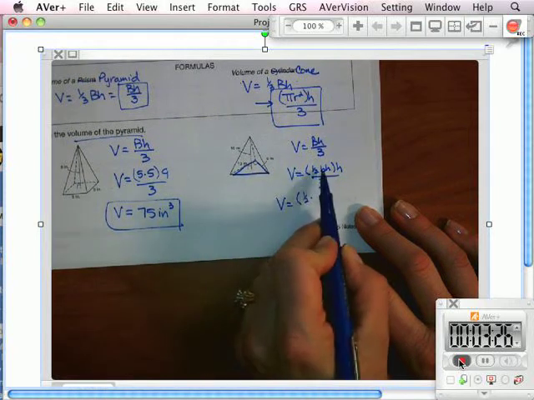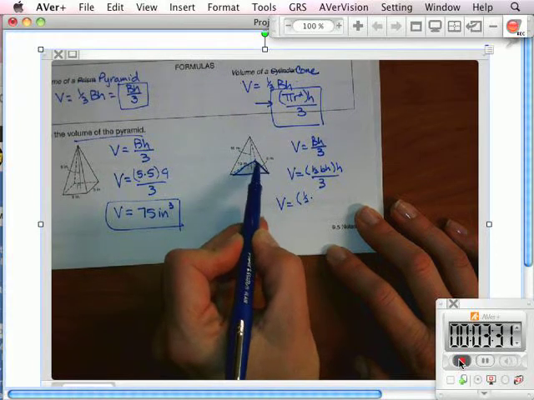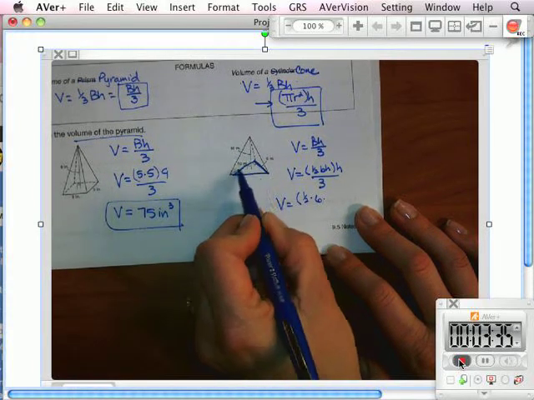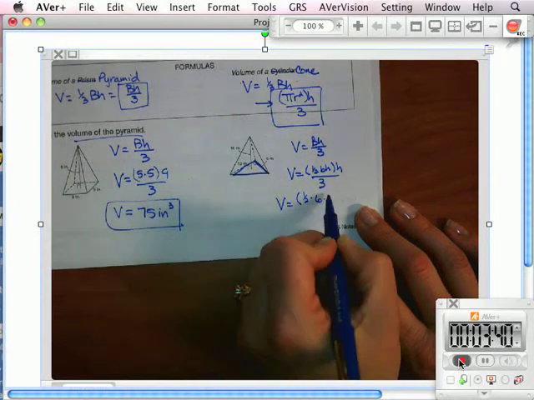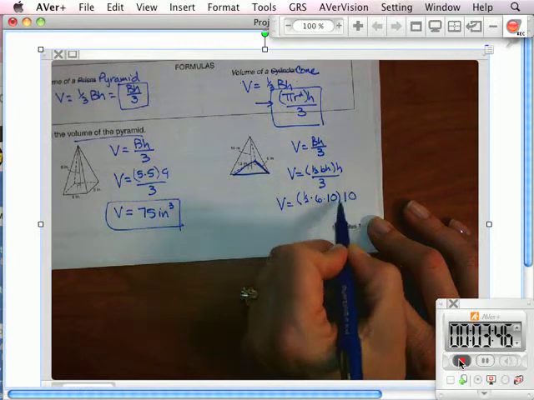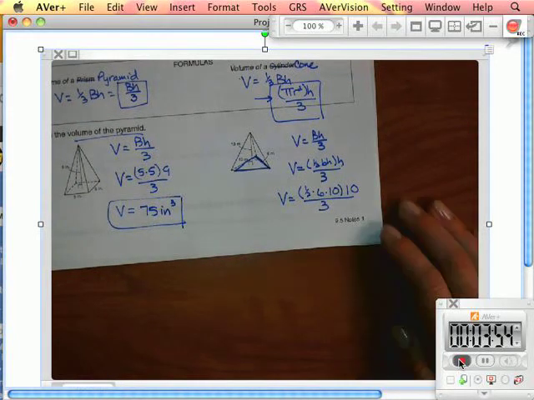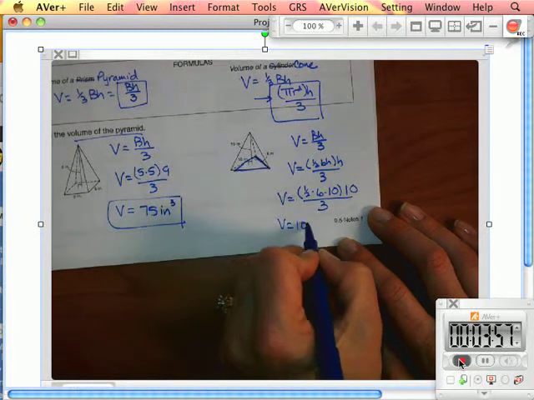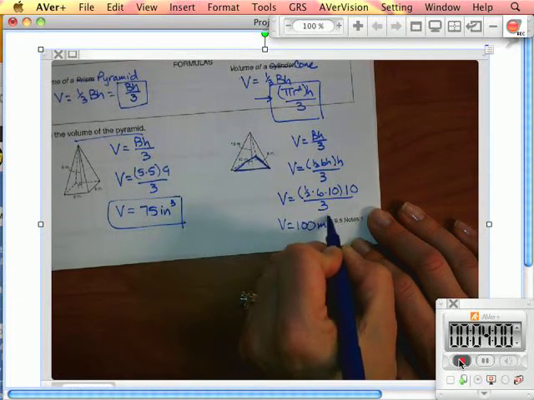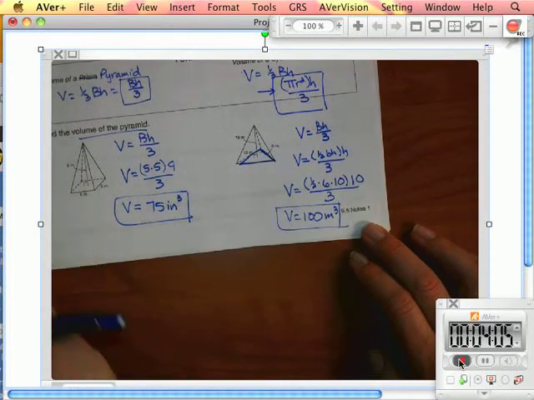Okay, so this is talking about the triangle. What's the base of the triangle here? 6. What's the height of my base triangle? 10. And then this h represents the height of the pyramid, which is also 10, all divided by 3. It is 100. Nice mental math. Meters cubed. Okay, not too bad, right?